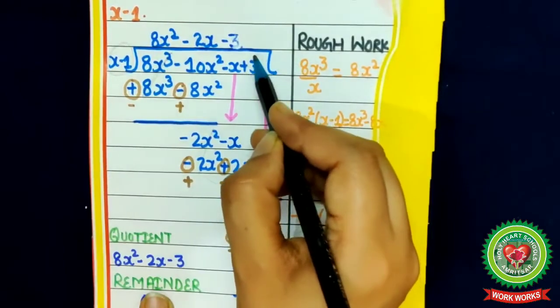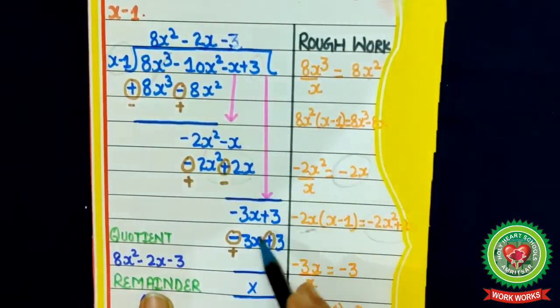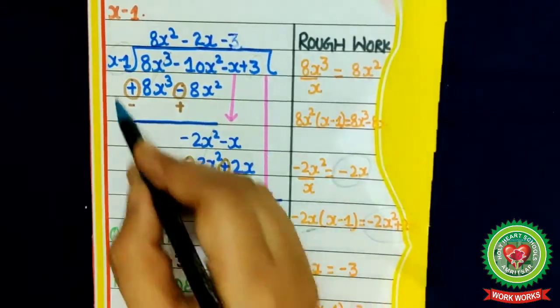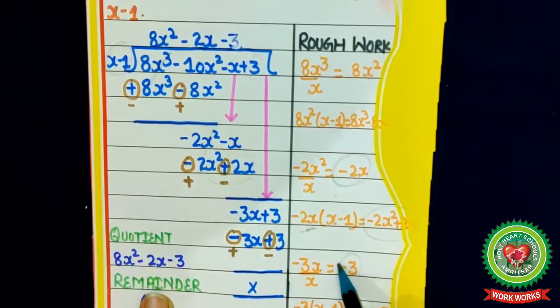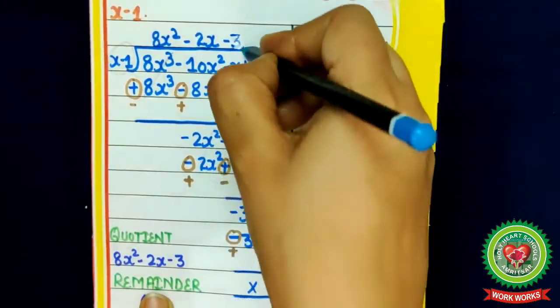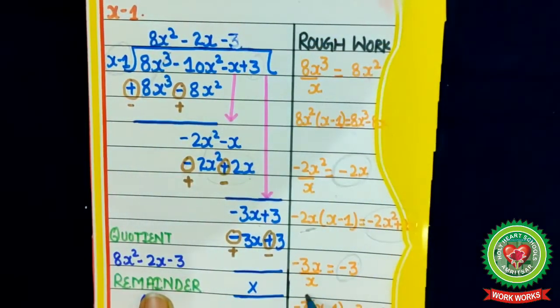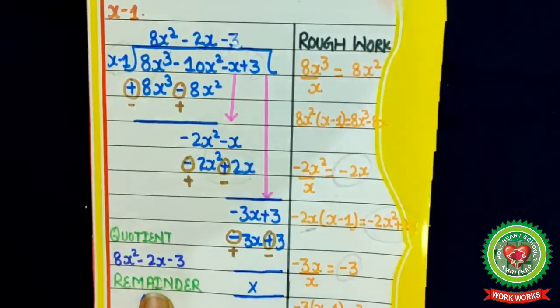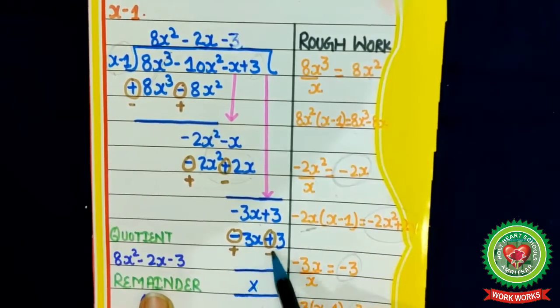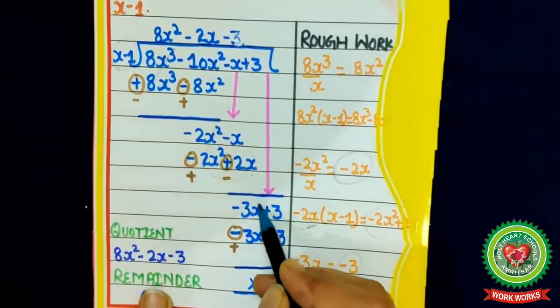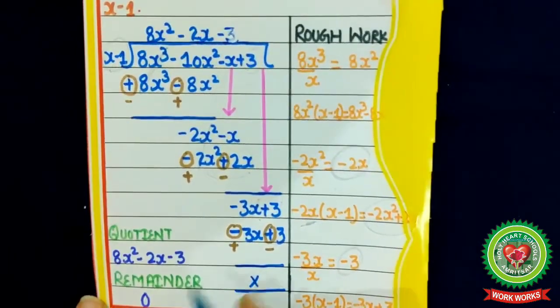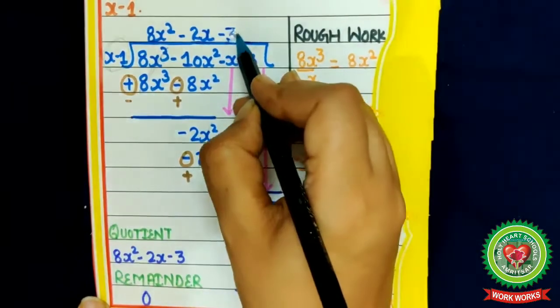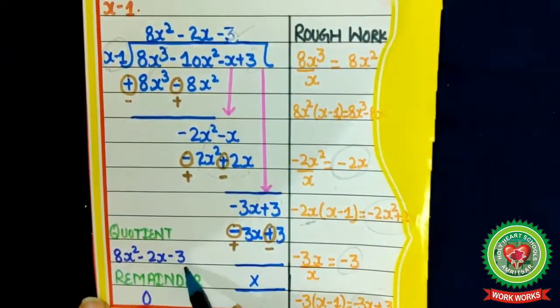Here the last number is 3. We will bring it down. Again do the division step, that is minus 3x upon x is equal to minus 3. This is the quotient, so write it here, minus 3. And also this minus 3 multiplied with x minus 1 gives minus 3x plus 3. This will be written here. Again do sign lock and change. Now these both will cut, which will give me remainder equal to 0. And this is your quotient, that is 8x square minus 2x minus 3.